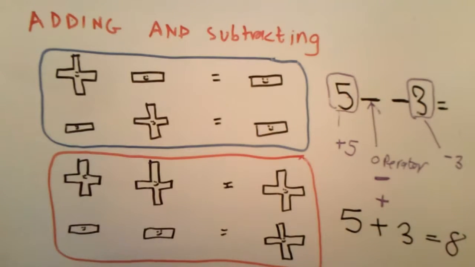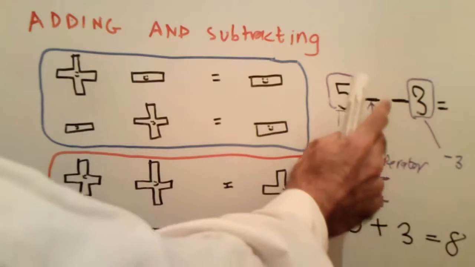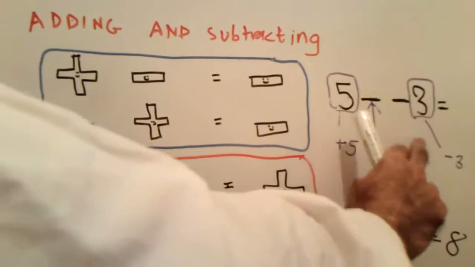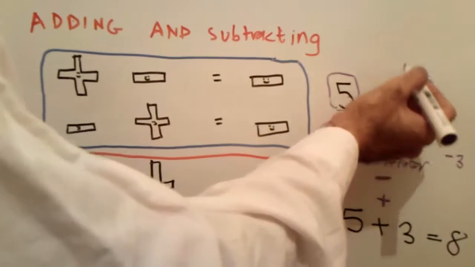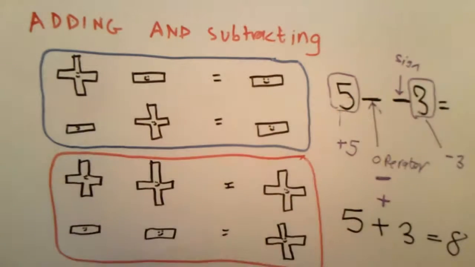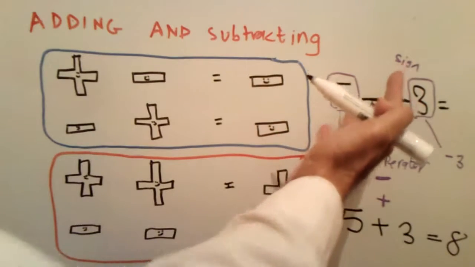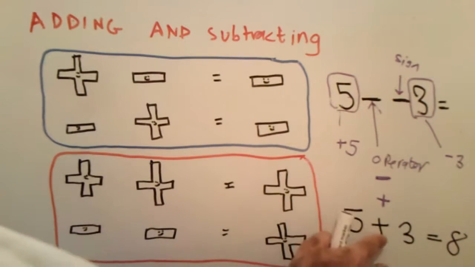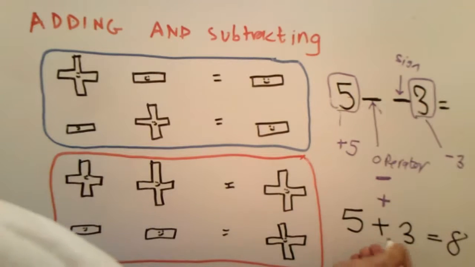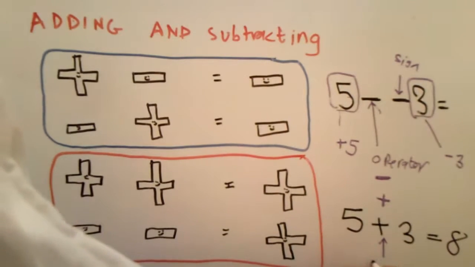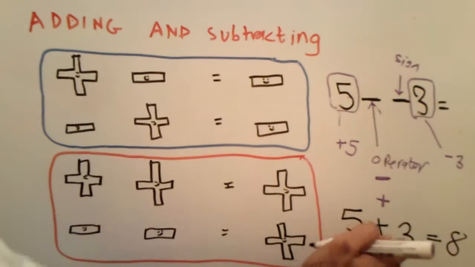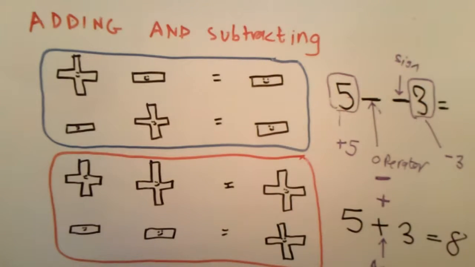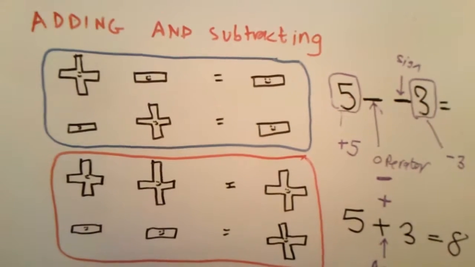So what's happened here is that we've got an operator and we've got a sign of the number, and when they've touched, they've transformed into an operator of add. So it's become 5 plus 3, which is equal to 8. We'll explain this in more examples.